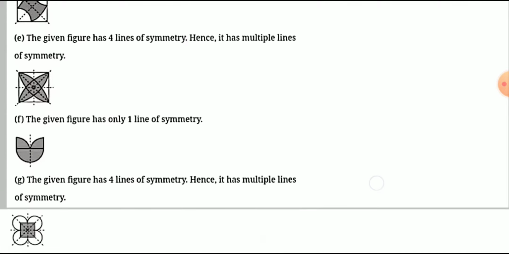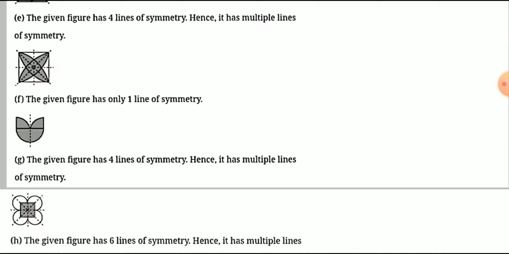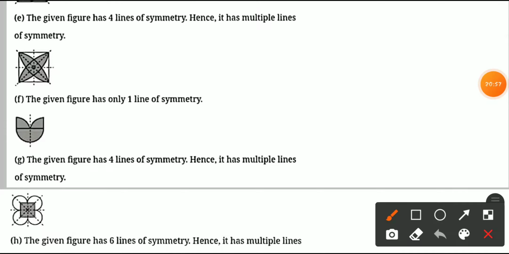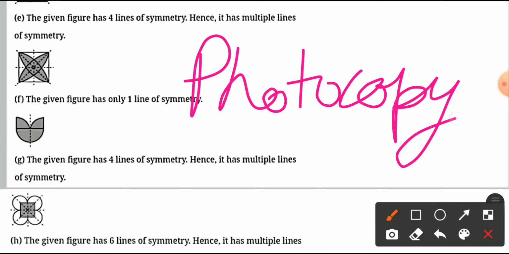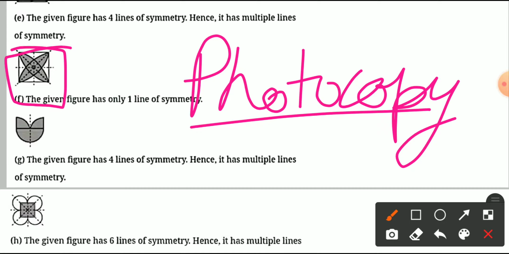Like this, first you need to draw the picture, or you can do one thing. Make a photocopy of this chapter. You have already done class 6. Then cut all these pictures, paste them in your copies, and then draw the line of symmetry.